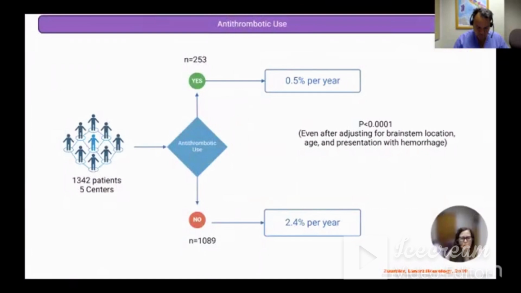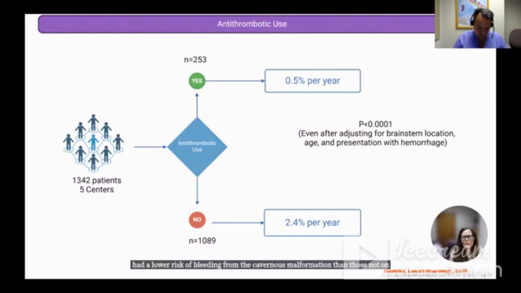In a study that we participated in along with four other centers, we were interested in what is the risk of antithrombotics. So you would think that blood thinners would increase the risk of bleeding, but in fact, what we saw is those patients using antithrombotics, the 253 of 1,342 patients, had a lower risk of bleeding from the cavernous malformation than those not on antithrombotics. So a 0.5% per year risk of bleeding versus a 2.4% per year risk of bleeding.